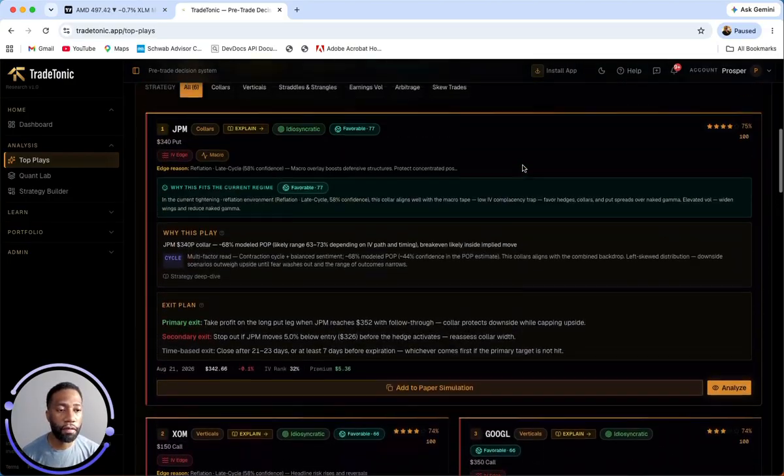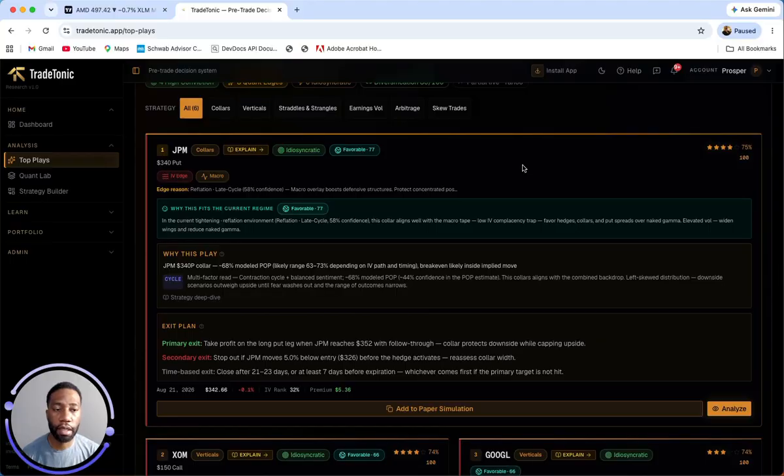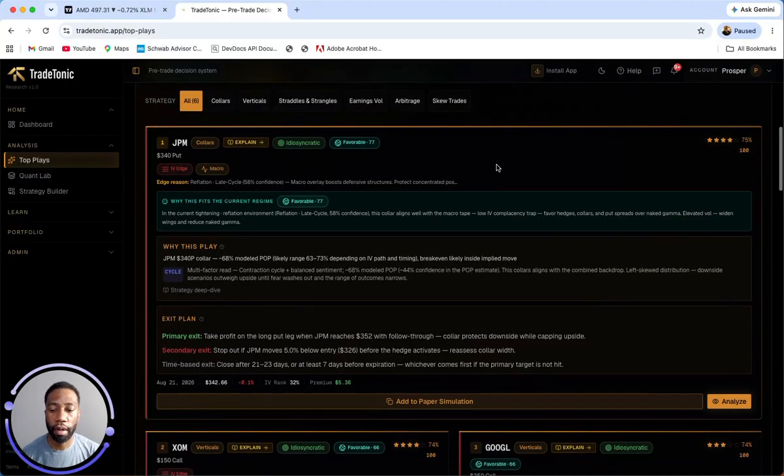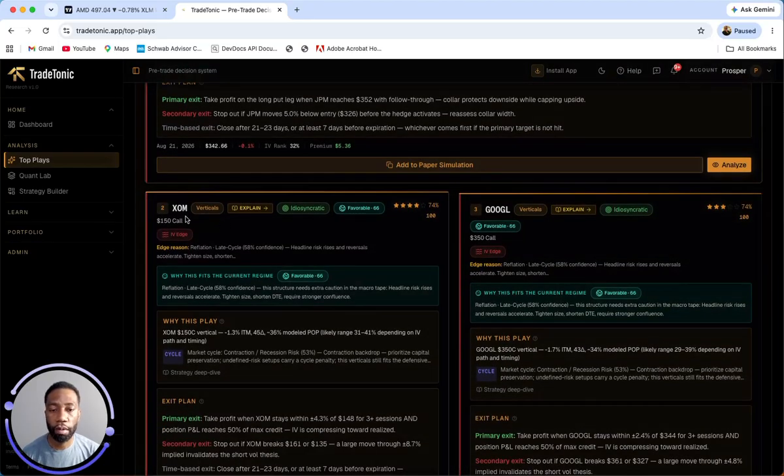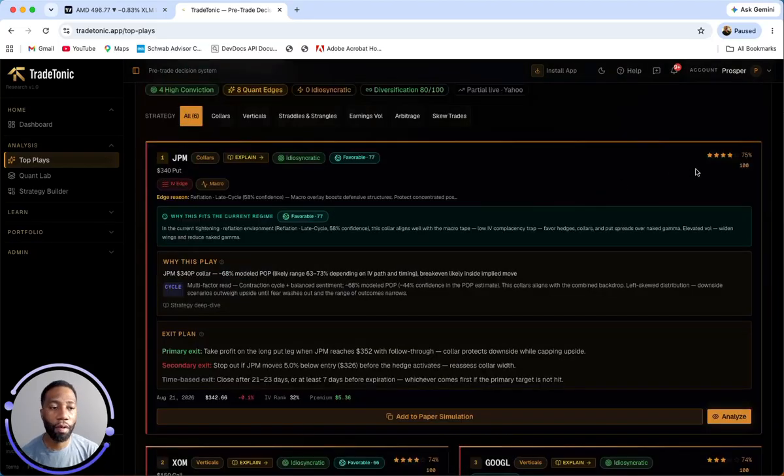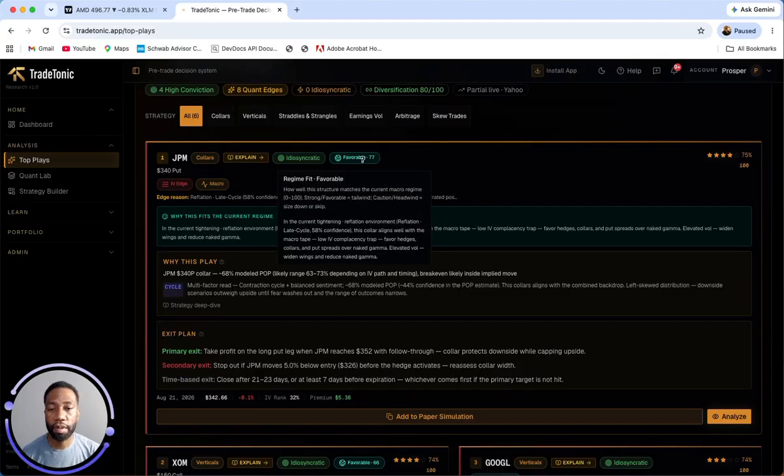So let's find an opportunity. We're going to put a trade on today. So you see here, there's this JP Morgan collar, right? There's an ExxonMobil vertical. We see this JP Morgan has 4 stars, 77% favorable.